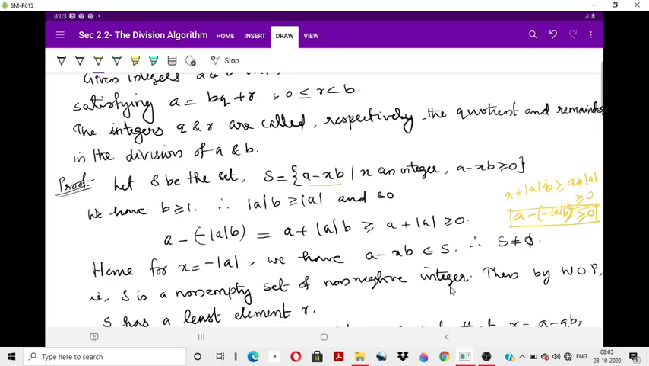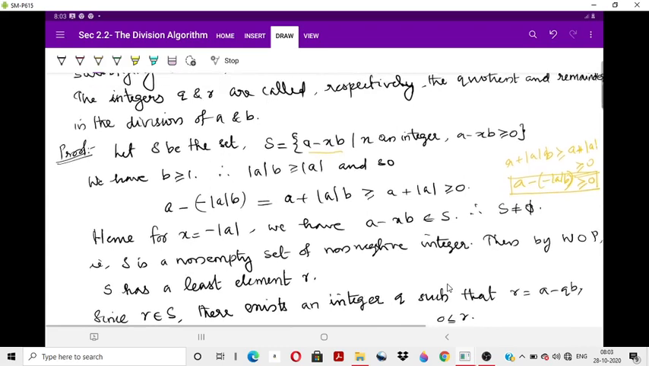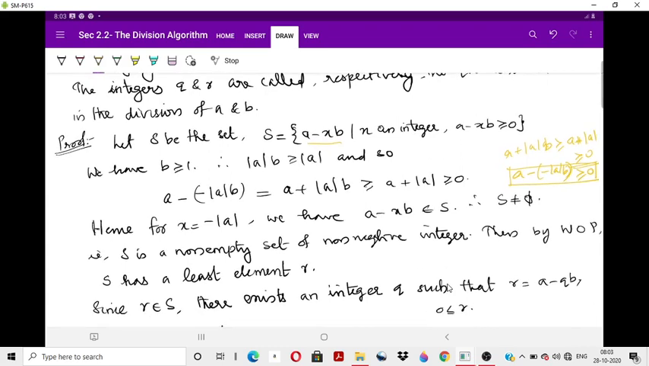Let it be r. So S contains a least element r. Since r belongs to S, we can write r as a minus some integer times b. Let that integer be q. So we can write this since r is in S.